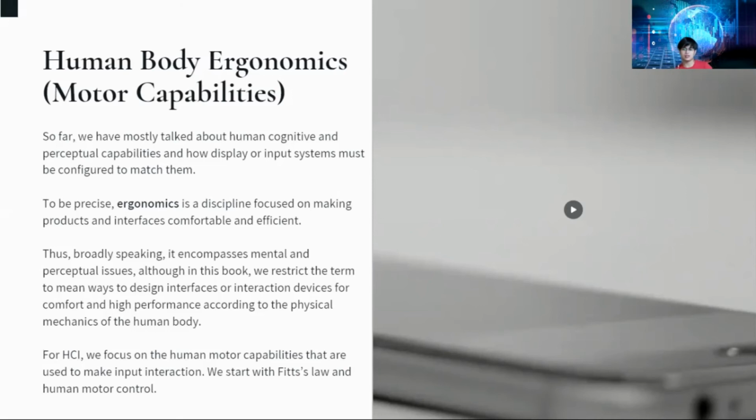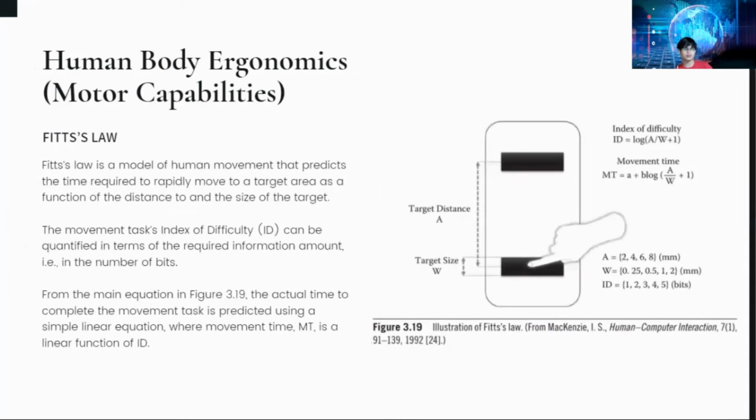Okay, what is Fitts' law? Fitts' law is a model of human movement that predicts the time required to rapidly move to a target area as a function of the distance to and the size of the target. Okay, so the movement task index of difficulty, or ID, can be quantified in terms of required information amount in the number of bits. So from the main equation in 3.19, just look at that equation.